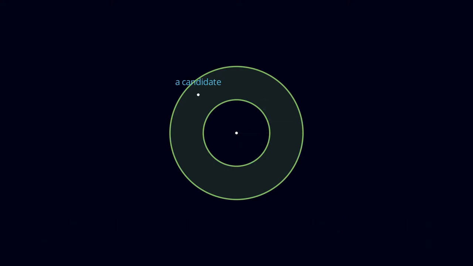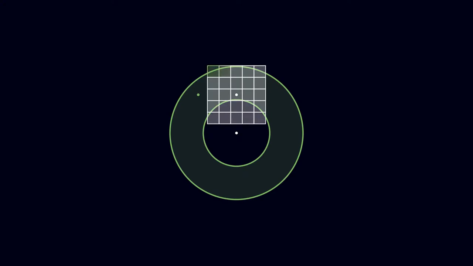After this, we need to check if this candidate is valid or not. It can be outside of our grid or too close to an existing point. If not, we add this new point to the active list and the points list. The good thing about this algorithm is we don't need to look through every existing point or pixel.